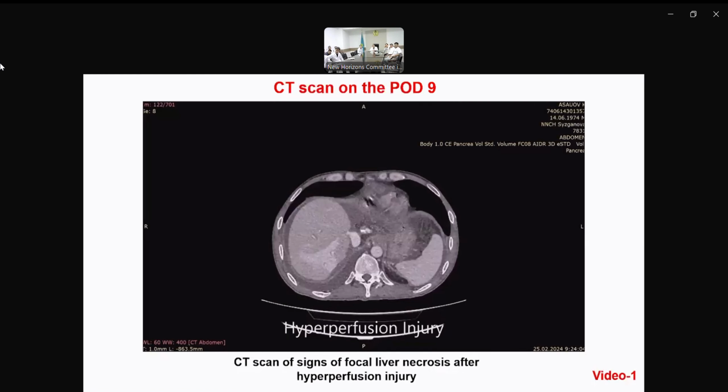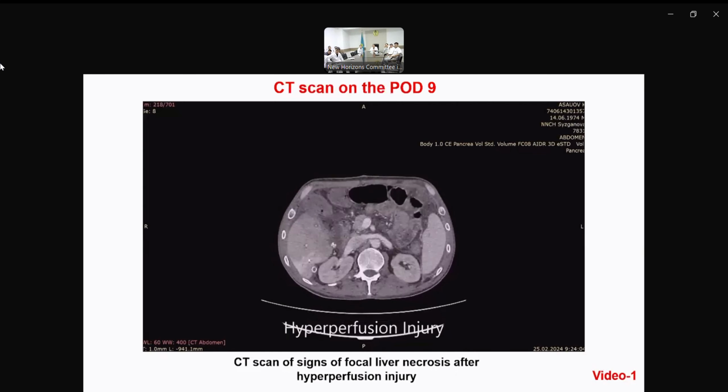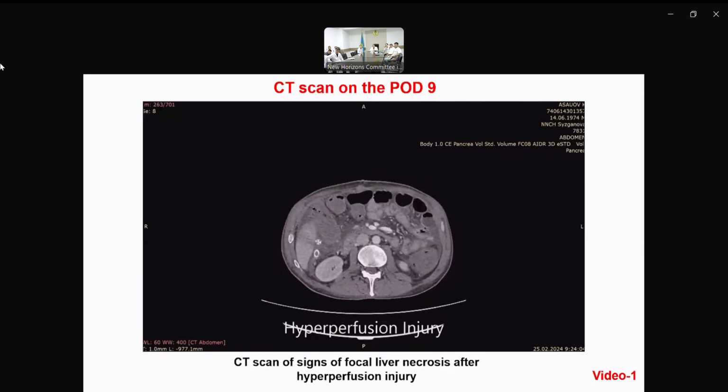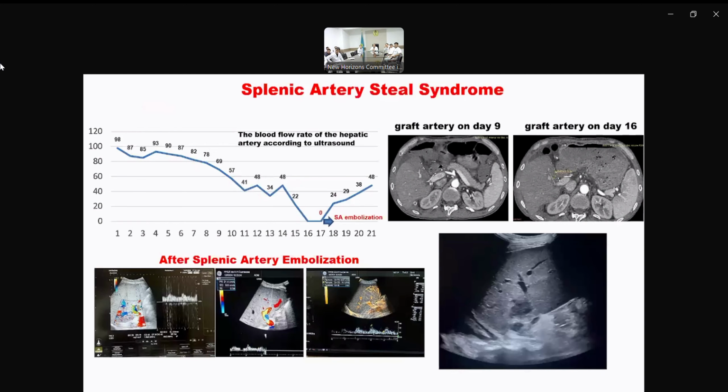A CT scan is presented on the 9th day after LDLT, which shows signs of hyperperfusion damage and graft necrosis. On the 16th day after LDLT, the patient had low arterial flow. The graft artery stopped being visualized. We performed splenic artery embolization. After that, arterial pulsation was restored. Also, indications for splenic artery embolization are the following points. First, decreased portal pressure and ascites. The second is improved hepatic artery flow.